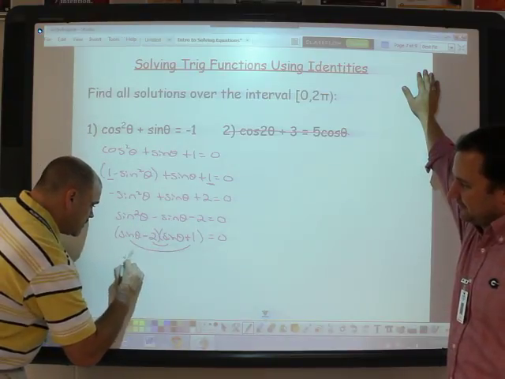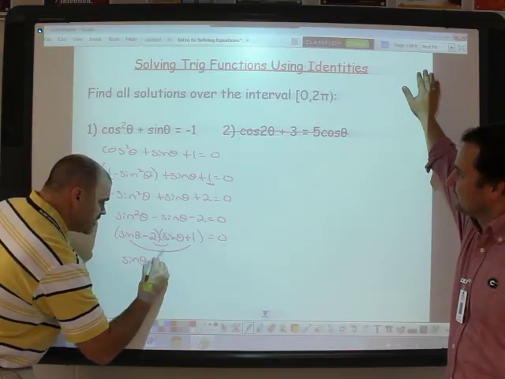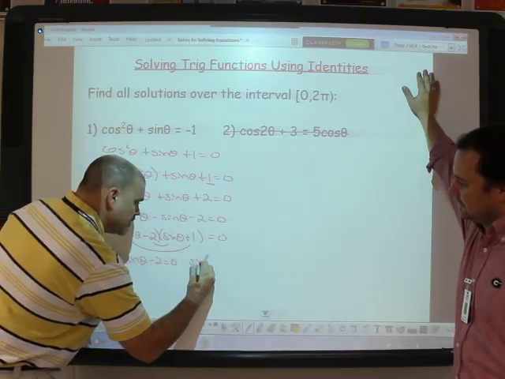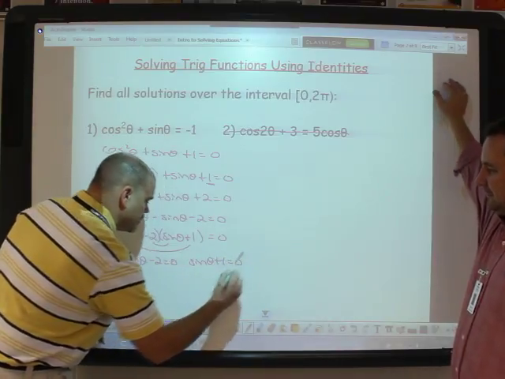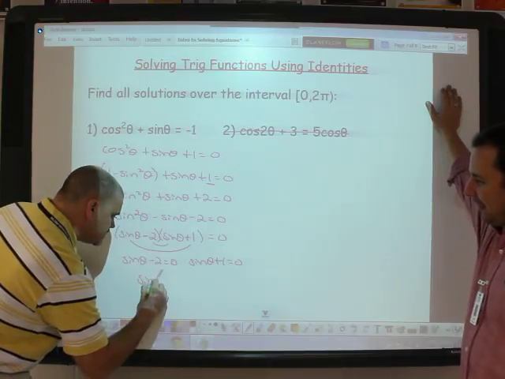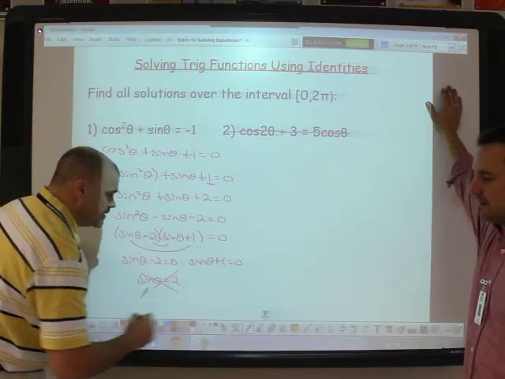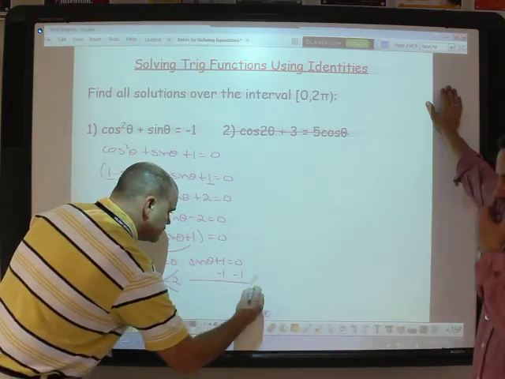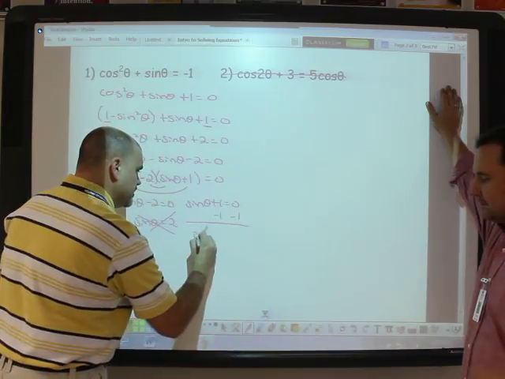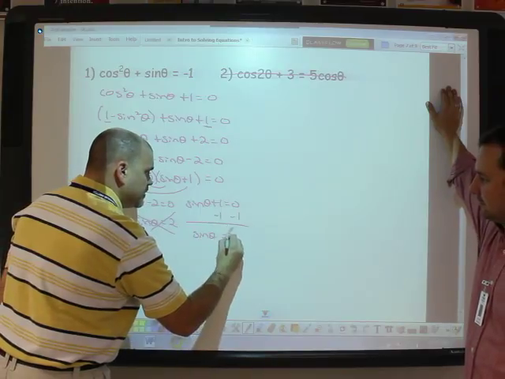So then I set these equal to 0. Sine theta minus 2 equals 0, and sine theta plus 1 equals 0. Add 2 to both sides. But I don't think there's anywhere that sine can be 2. No. And then subtract 1 here, and that'll be sine theta equals negative 1.